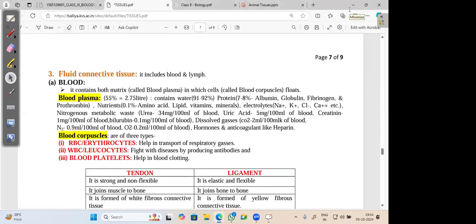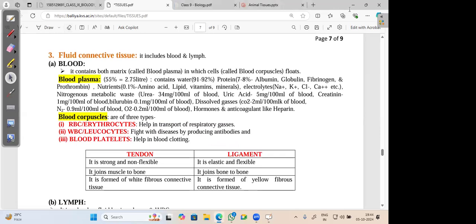So here you have the blood. Blood consists of plasma. 55% of the blood is made up of plasma only, out of which 91 to 92% is water. 7 to 8% is the protein, which is made up of albumin, globulin, fibrinogen, and prothrombin. These are the proteins of which the blood plasma is made up. It has the nutrients and other things, but you don't need to remember all of them. Another important thing, what may be asked somewhere as a GK part, is heparin.